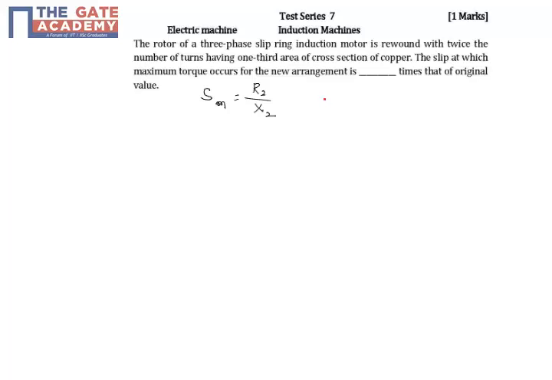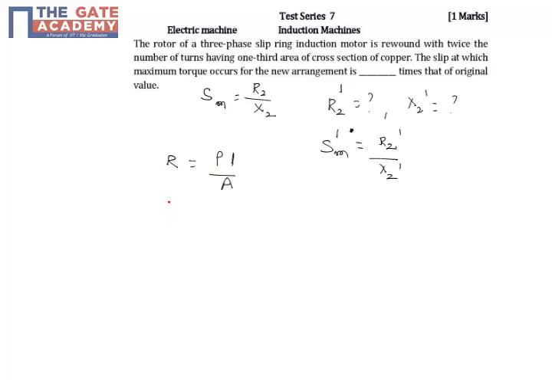Okay, so for the new arrangement, I'll take the resistance as R2 dash. So R2 dash equals how much? Then X2 dash equals how much? Once you find those two, SM dash is nothing but R2 dash by X2 dash. So you know SM, you know SM dash. If you divide these two, you will get the relation between SM dash and SM.